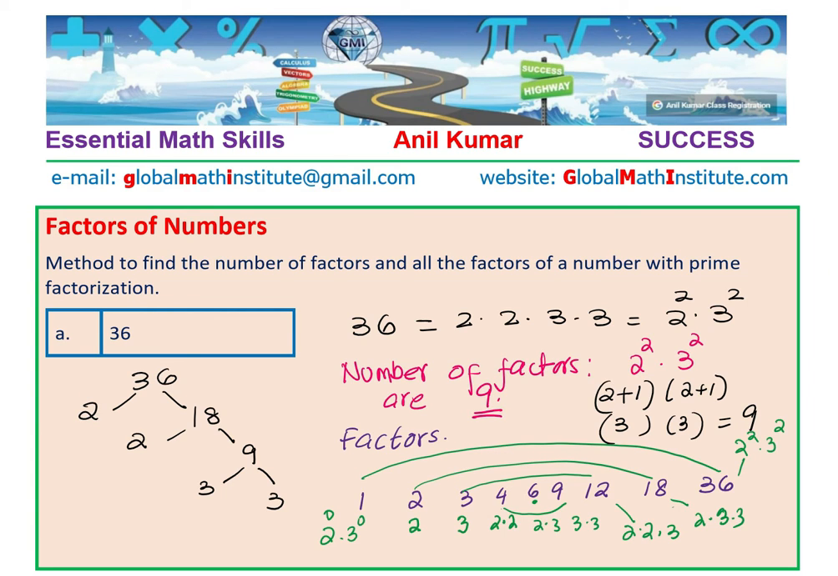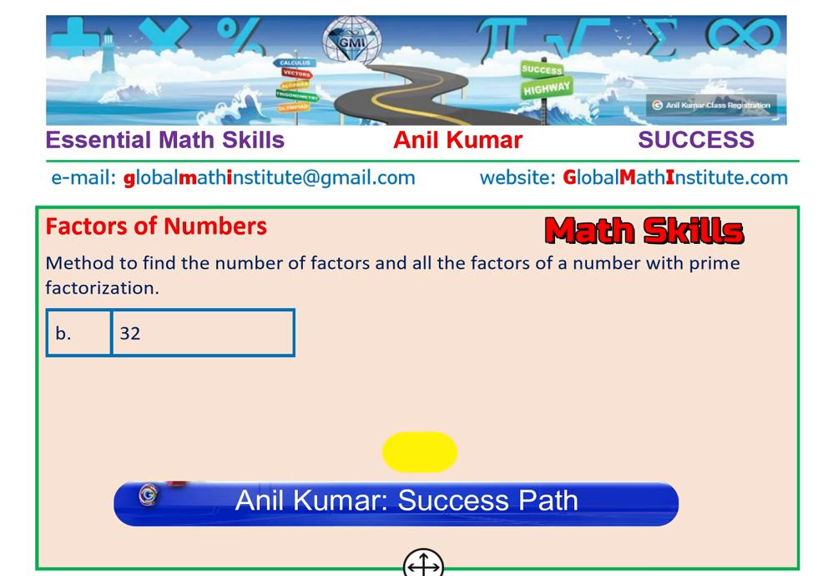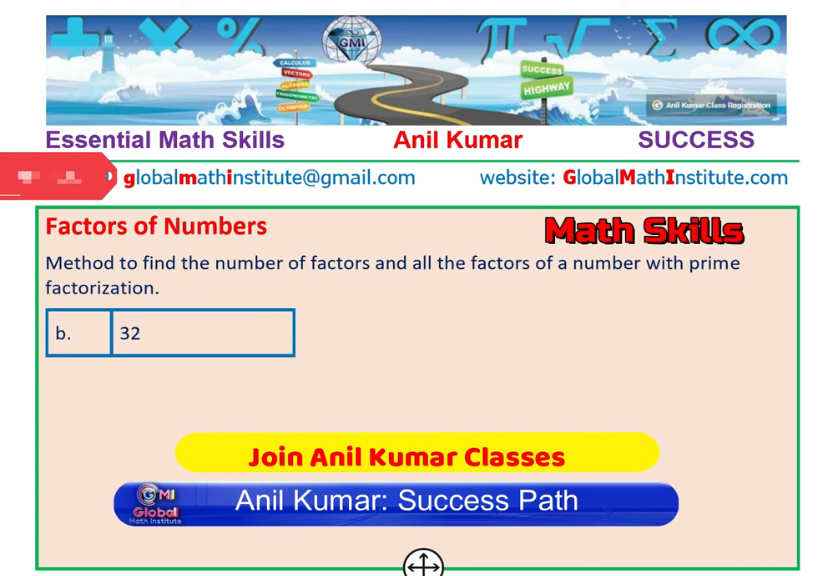Anyway, we have seen prime factorization, number of factors, listed all the factors using this process, and connected it with what you already know, which is a rainbow to write down the factors. Now we'll further explore with the next example. So the next example here for us is 32.